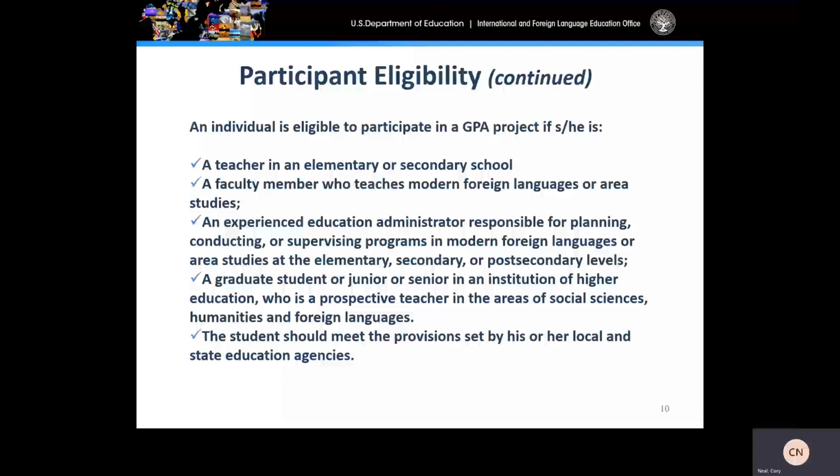Continuing on with eligibility, participants may also be a teacher in an elementary or secondary school. They can be a faculty member who teaches modern foreign languages or area studies. An experienced education administrator responsible for planning, conducting, or supervising programs in modern foreign languages or area studies at the elementary, secondary, or post-secondary level. You may also participate if you're a graduate student or junior or senior in an institution of higher education who is a prospective teacher in the areas of social sciences, humanities, and foreign languages. Please note, of course, that graduate students or juniors or seniors don't have to be working full-time to be eligible. The student also should meet the provisions set by his or her local or state education agency.